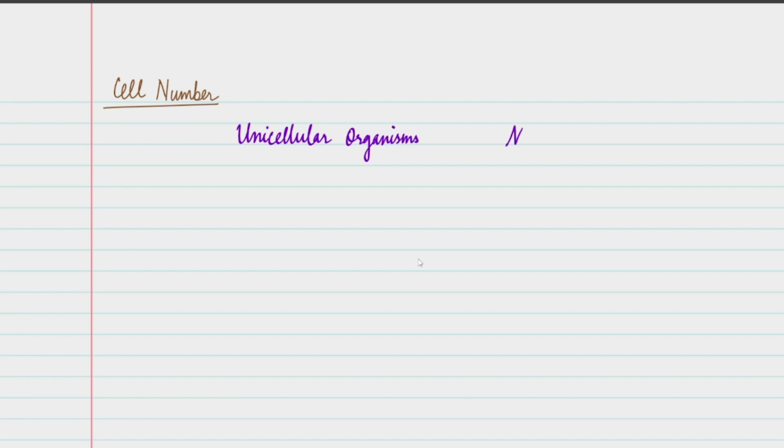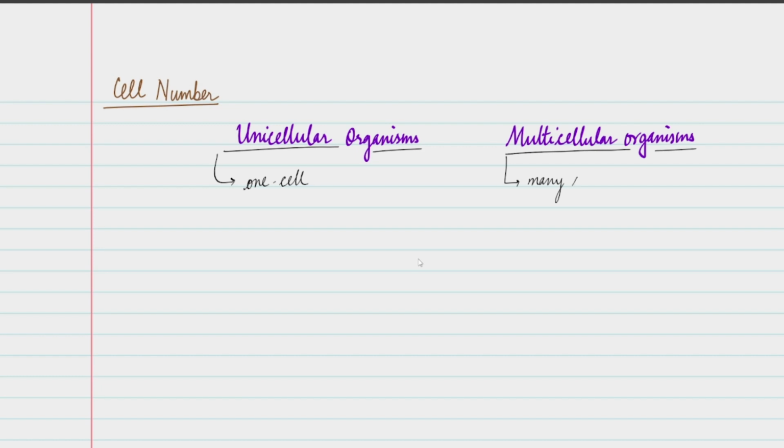And there are others which are made up of many cells. They are known as multicellular organisms. Unicellular organisms are made up of one cell, their body is made up of one cell, and in multicellular organisms their body is made up of many cells. In unicellular organisms, there is only one cell, so that single cell has to perform all the necessary functions.